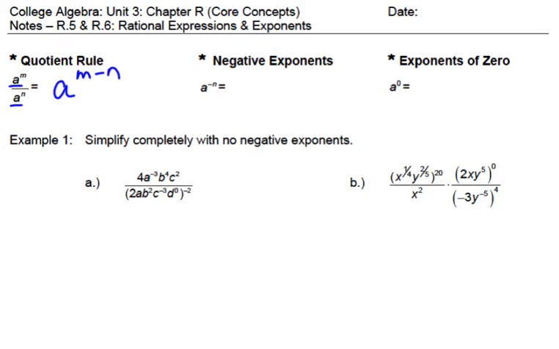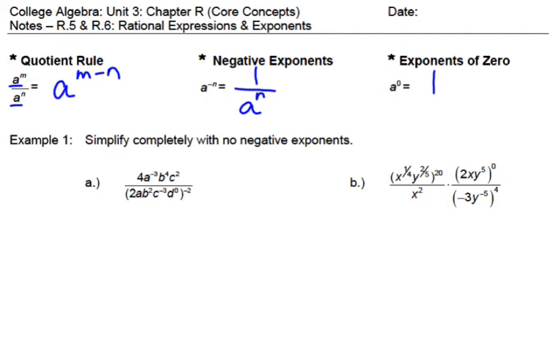Negative exponents get sent down to the denominator. So a to the negative n would become 1 over a to the n. And then lastly, exponents of 0. Whenever you have an exponent of 0, that just equals 1. 5 to the 0 is just 1. 25 to the 0 is just 1.